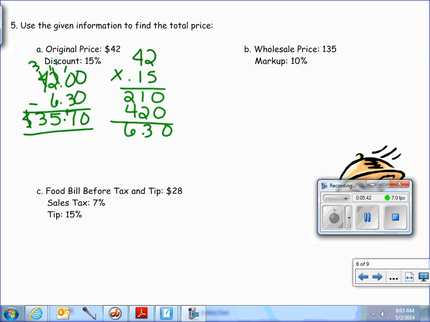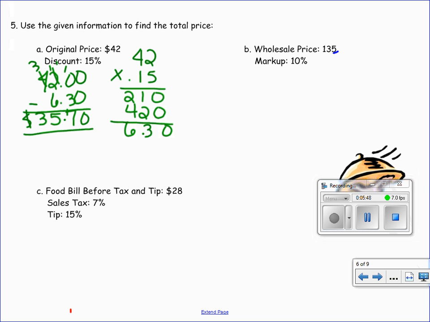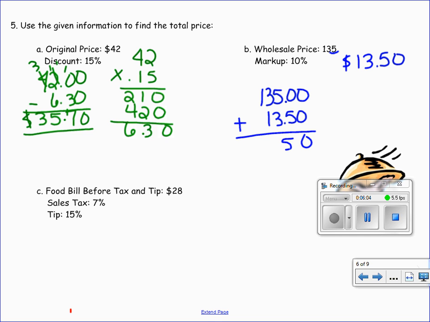In B, we have a wholesale price of $135. It's been marked up 10%. So we can do this one in our head because 10% of 135 is $13.50. So we're going to take our 135, and since it is marked up, we're going to add $13.50 to that amount. Total price after being marked up 10% is $148.50.